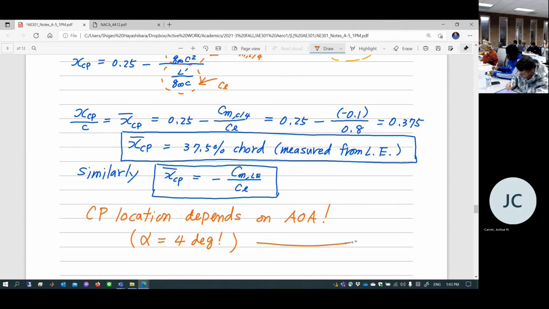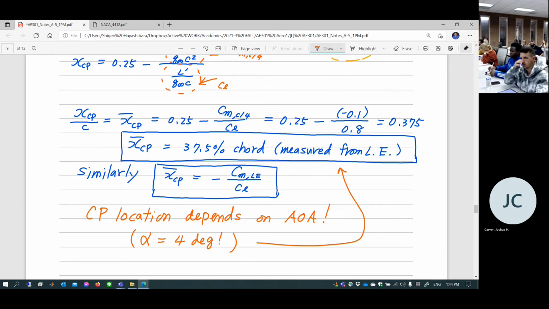Alpha equal to 4 degrees, you have 37.5%. But suppose you pitch up to 8 degrees, do you think it's the same location? No, it's going to change. If you change it to angle of attack 2 degrees, do you think it's still 37? No, it changes all the time. As you pitch up and pitch down, the center of pressure changes all the time. We cannot use that as a reference point because it depends on angle of attack.